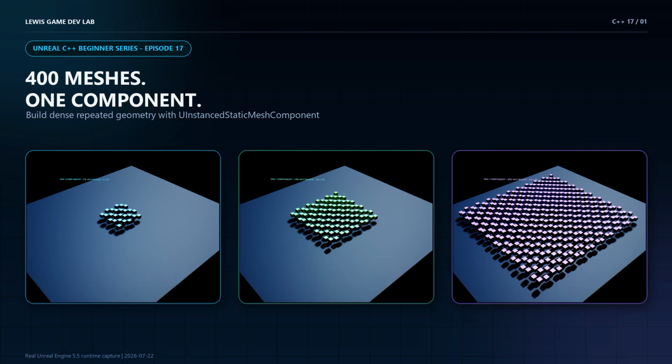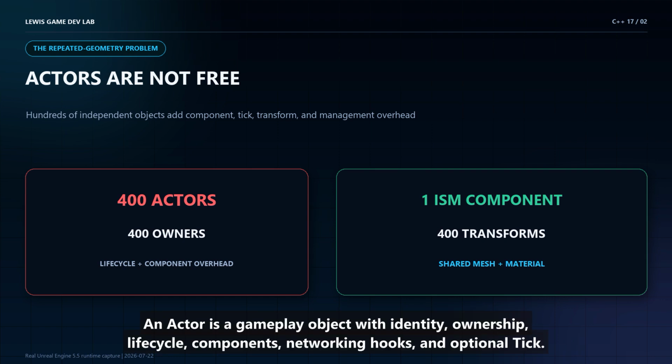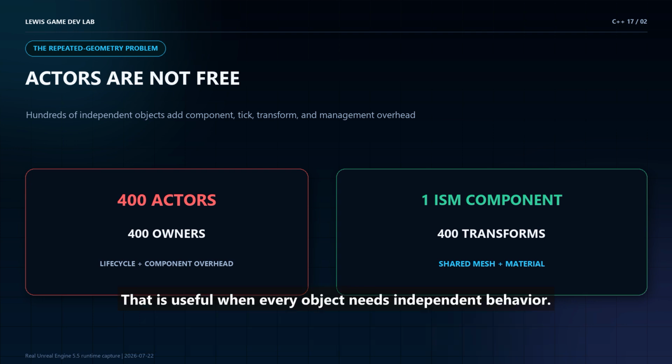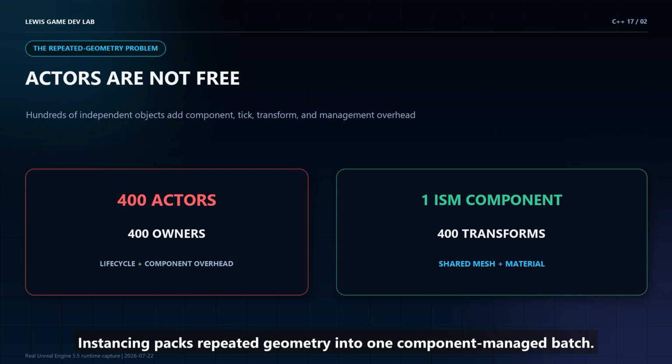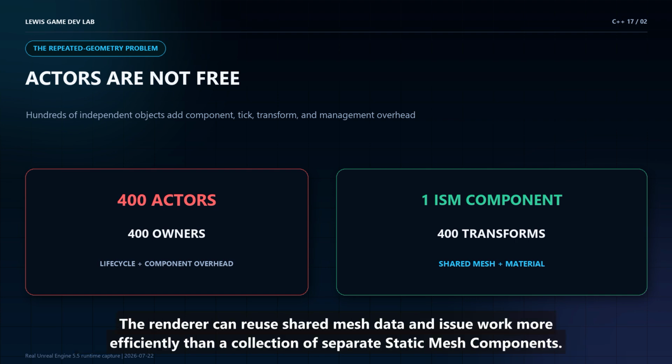An actor is a gameplay object with identity, ownership, lifecycle, components, networking hooks, and optional tick. That is useful when every object needs independent behavior. It is unnecessary when many objects only repeat the same mesh and material with different transforms. Instancing packs repeated geometry into one component-managed batch. The renderer can reuse shared mesh data and issue work more efficiently than a collection of separate static mesh components.